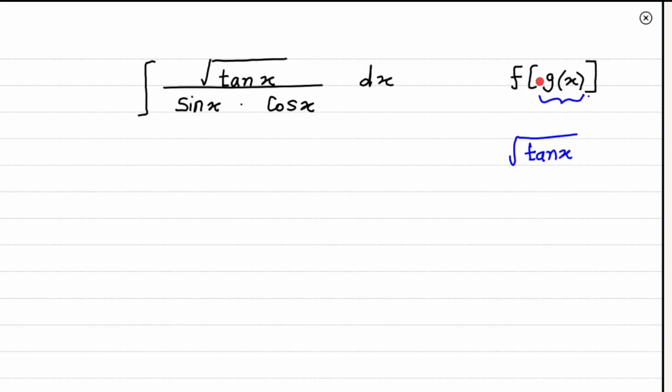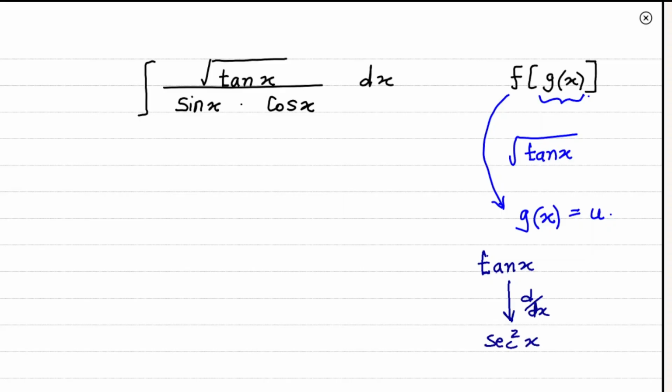Whenever you notice a composite function like this in an integral, chances are you have to put g of x equal to u. Remember that you can only do that substitution if the differentiation of g of x, g dash of x, is present in the integral. In this case, g of x is tan x. So if I put tan x equal to u, the differentiation of tan x, which is sec square x, should be present in this integral. Let me write that down: the differentiation of tan x is sec square x.